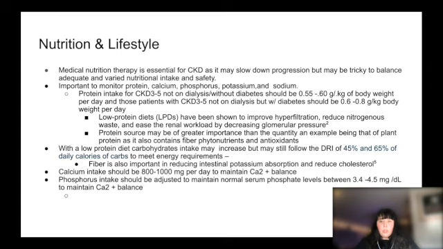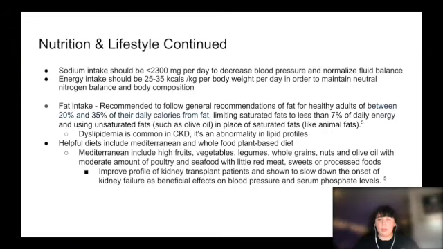With a low-protein diet, carbohydrate intake may increase, but can still follow the daily recommended intake of between 45% and 65% of daily calories. Fiber is also important in reducing intestinal potassium absorption and reducing cholesterol. Calcium intake should be between 800 and 1,000 milligrams per day to maintain calcium ion balance. Phosphorus intake should be adjusted to maintain normal serum phosphate levels between 3.4 and 4.5 to maintain calcium ion balance as well. Sodium intake should be less than 2,300 milligrams per day to decrease blood pressure and normalize fluid balance.